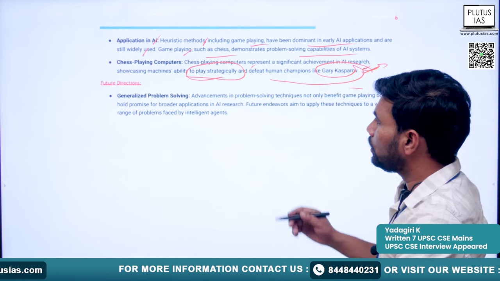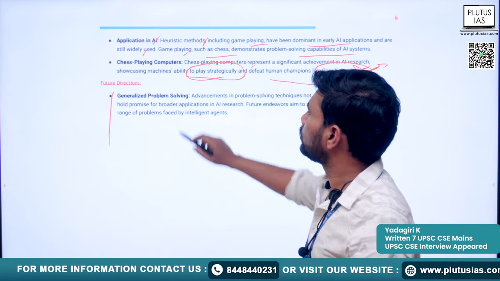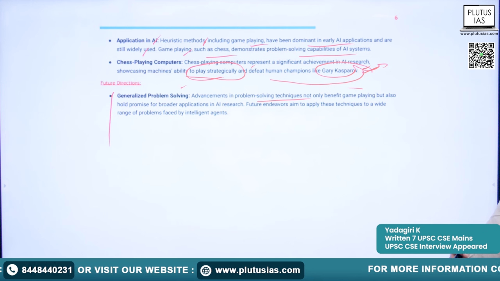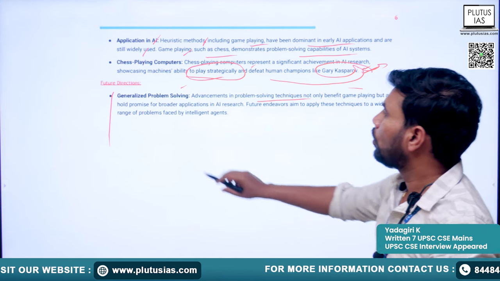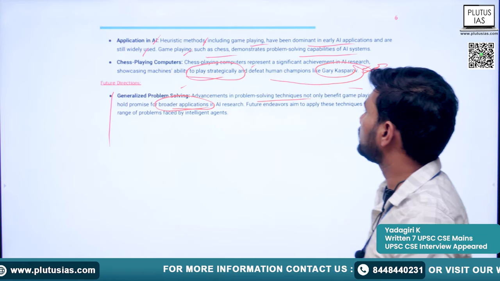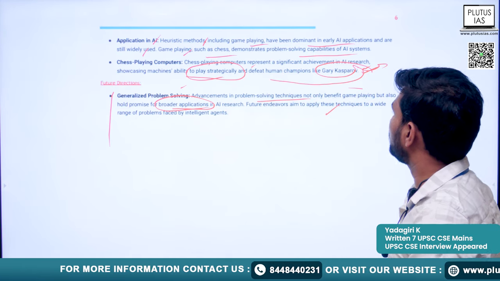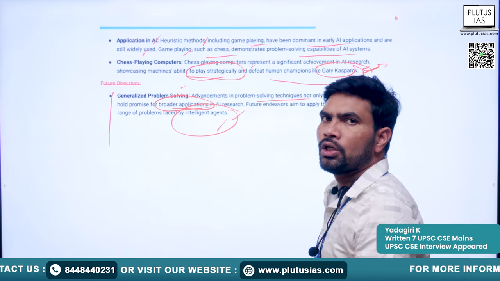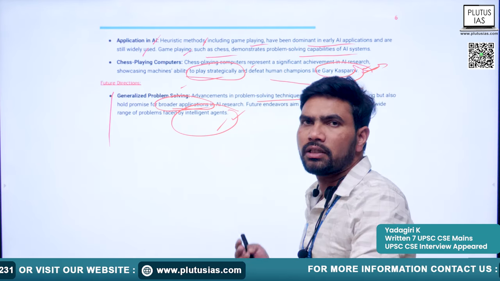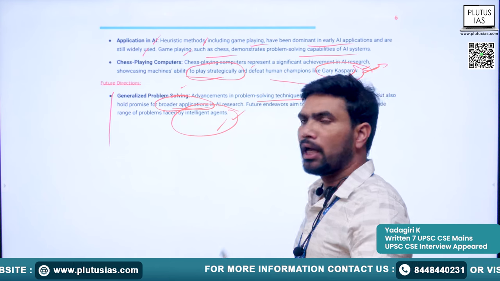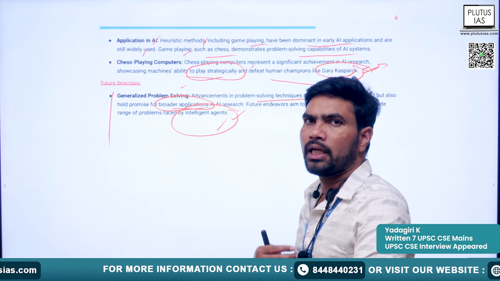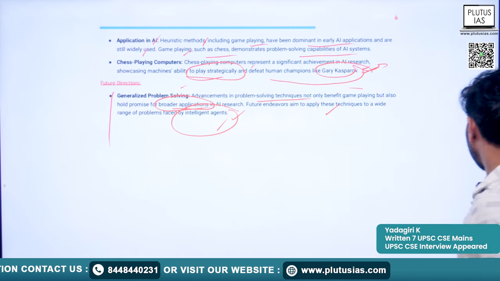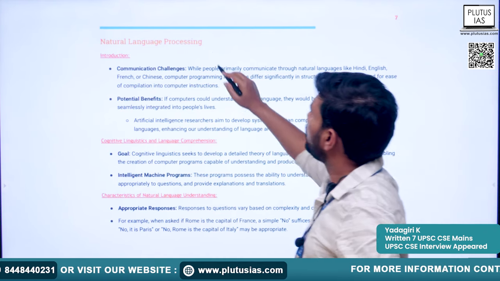Right. So if you see the future directions, they can help in generalized problem solving. So advancements in problem solving techniques not only benefit game playing but also hold promise for broader applications in AI research. So future endeavors aim to apply these techniques to a wide range of problems faced by intelligent agents. So in the future, the applications of artificial intelligence may help in solving problems like intelligent agents like human beings also. Right. Second application is natural language processing.